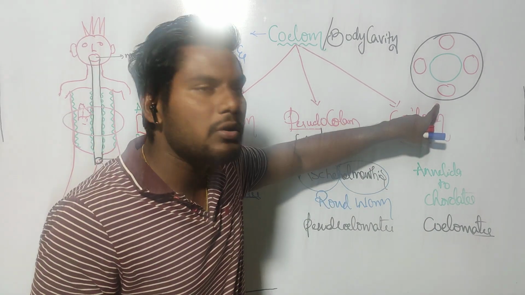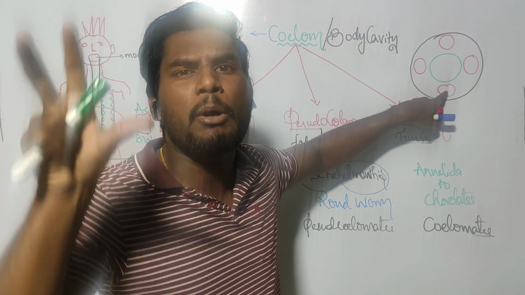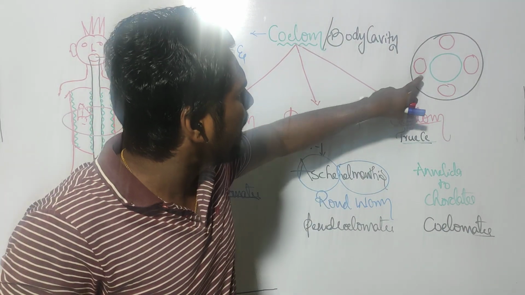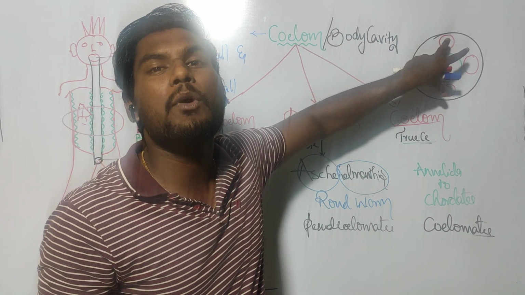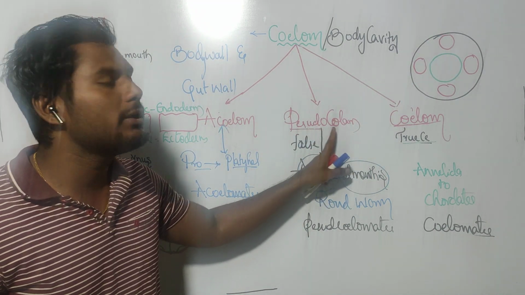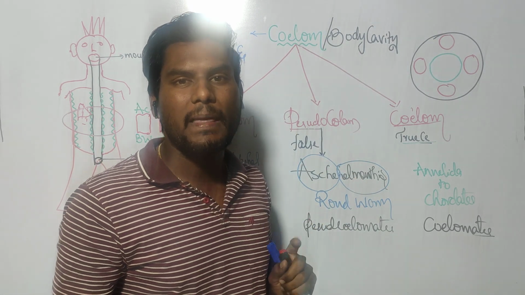But in case of pseudocoelom, the mesoderm germinal layer is present, but in the form of scattered pouches here and there, and it is not even lined with the endoderm and ectoderm. Such type of coelom we call pseudocoelom, false coelom, and it is seen in Aschelminthes.